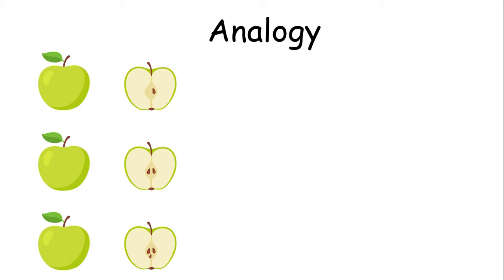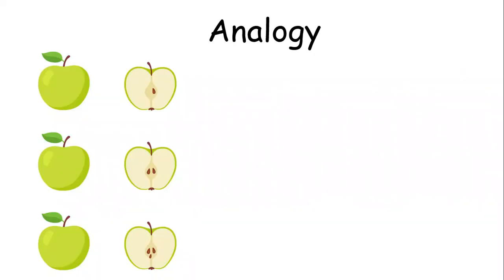So isotopes are something like these 3 green apples. They are all the same in the outside, but in the inside, they are not. So the first one has 1 seed, the second has 2 seeds, and the third has 3 seeds.